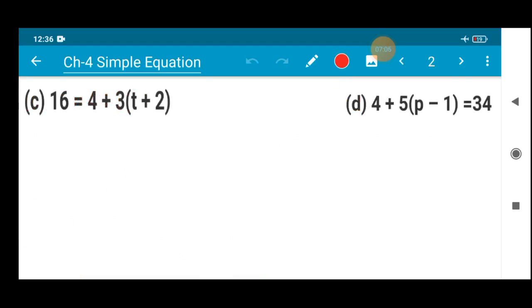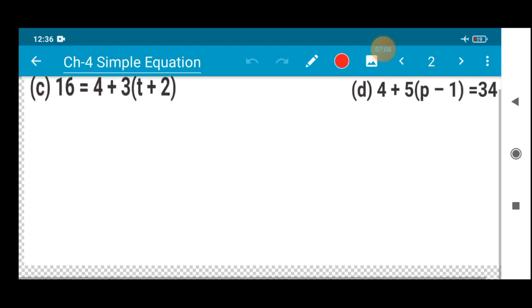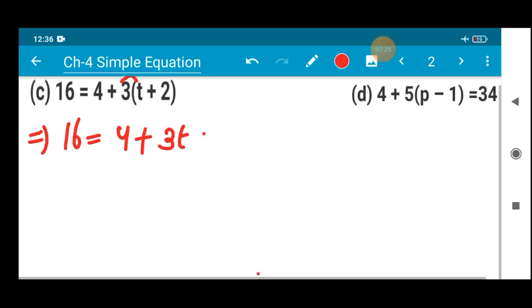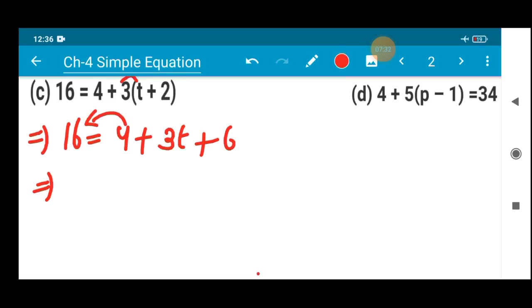All right, proceeding to number C. I will be going with another method, not dividing both sides. So I will be opening the bracket here. 16 is equal to 4 plus 3 into 2t is 3t, and plus 3 into plus 2 is 6. Now I will transpose this 4 to this side. Plus 4 will become minus 4, 3t plus 6.